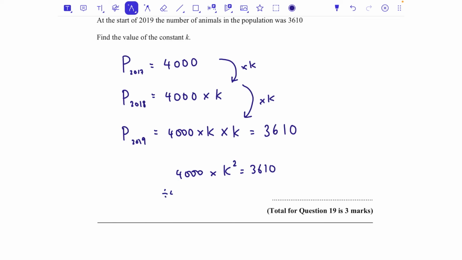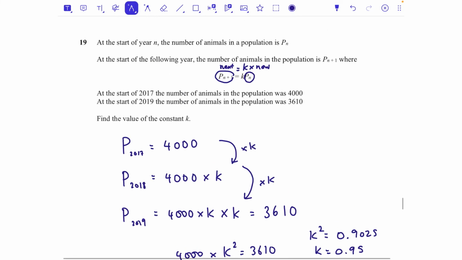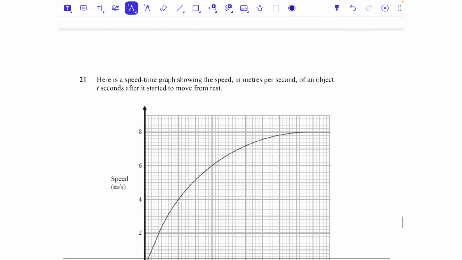So to solve this, I'm going to divide both sides by 4,000. 3,610 divided by 4,000 is 0.9025. So k squared is 0.9025, and then we just want to square root that answer, and that is 0.95. There we go. So the constant k is 0.95 for that question.